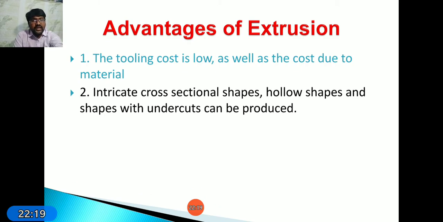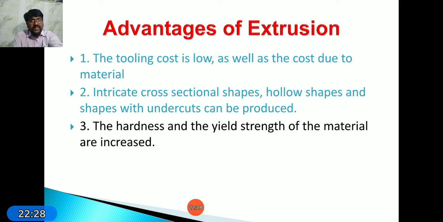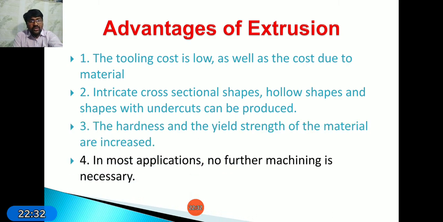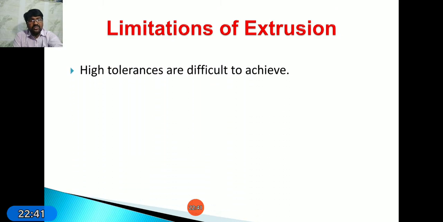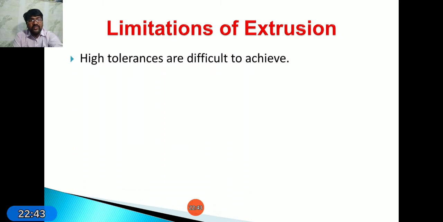Next, intricate cross-section shapes, hollow shapes and shapes with undercuts can be produced by using the extrusion process. Next, the hardness and the yield strength of the material are increased. In most applications, no further machining is necessary by using the extrusion process. Next, coming to limitations of extrusion, that is, high tolerances are difficult to achieve.